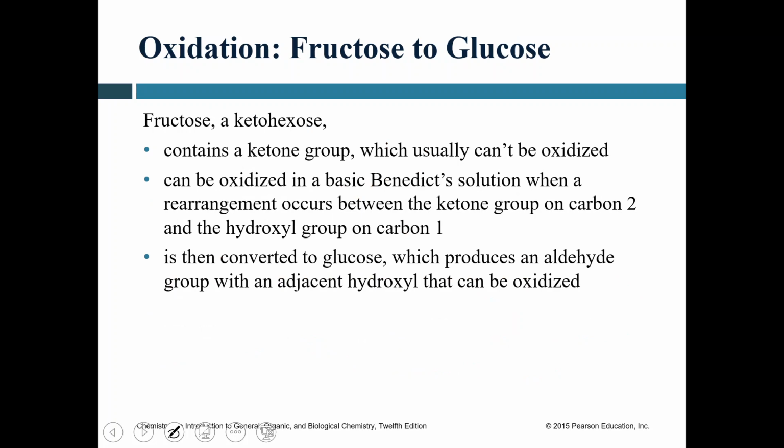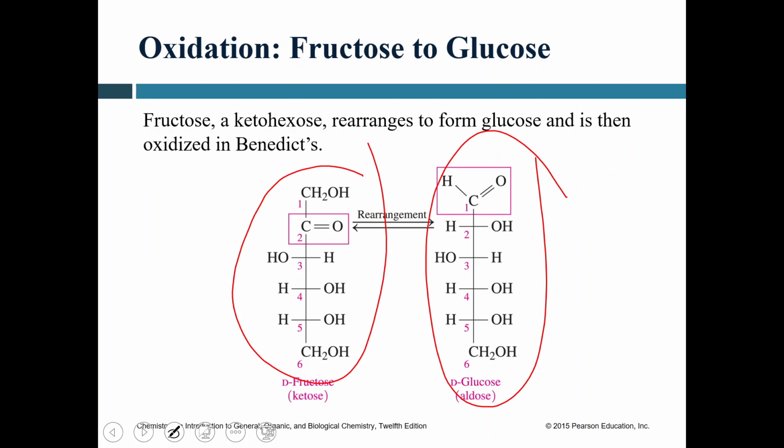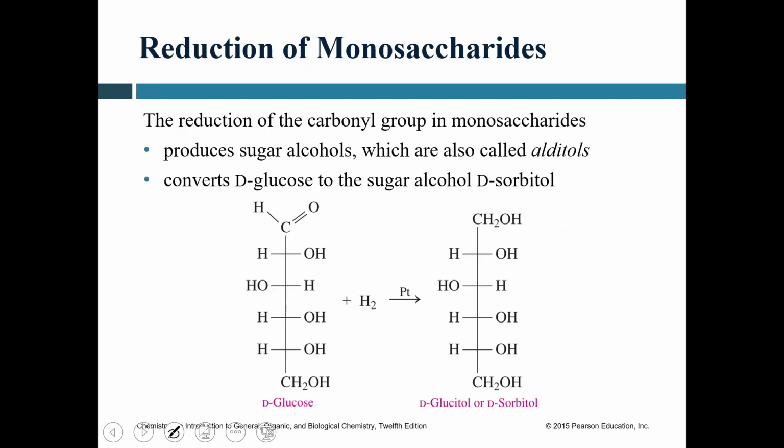What about fructose? Fructose is a ketohexose. Ketone groups usually cannot be oxidized, but it can be oxidized in Benedict's solution when and if rearrangement happens between the ketone group on carbon 2 and the hydroxyl group on carbon 1. Such a rearranged molecule is then converted to glucose, which produces an aldehyde group with an adjacent hydroxyl, and that can be oxidized. So here's the fructose, which rearranges to form glucose, and only then can it be oxidized in Benedict's reaction.